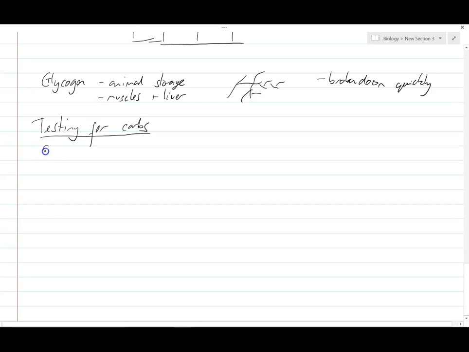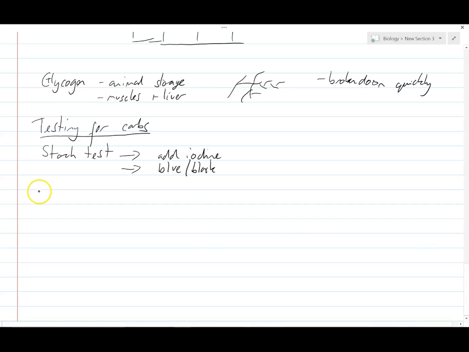And finally, we'll take a look at how to test for carbohydrates. So we'll take the simple one first, and that is the starch test. So, test for starch, all you do is you add iodine, and if starch is present, it will go blue-black. So very, very easy test. You don't have to heat it or anything, you just put iodine on it, and it will go blue-black.